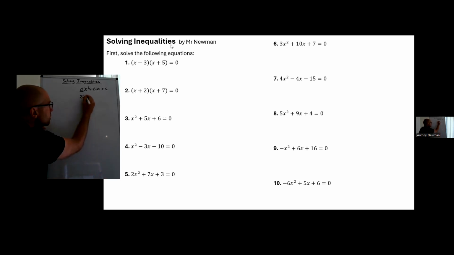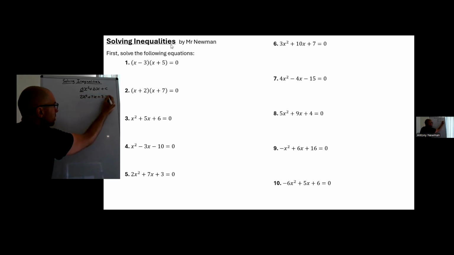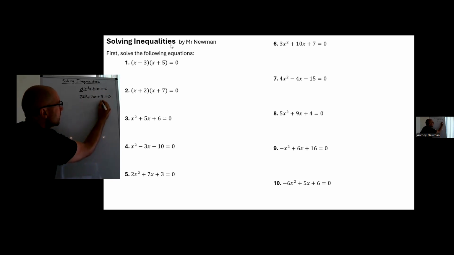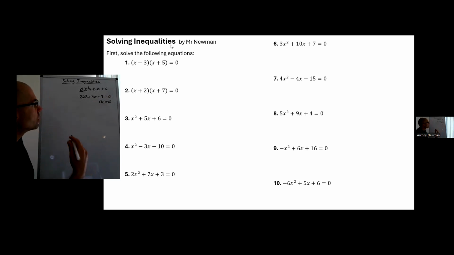So we have 2x squared plus 7x plus 3 equals 0. The AC method takes both of the A and the C values and multiplies them together. In this way, we're able to get a value that we can split this into, okay? And we'll talk more about that in a moment. So the AC, A multiplied by C equals, so 2 multiplied by 3 equals 6. And now we can get the factors of 6.